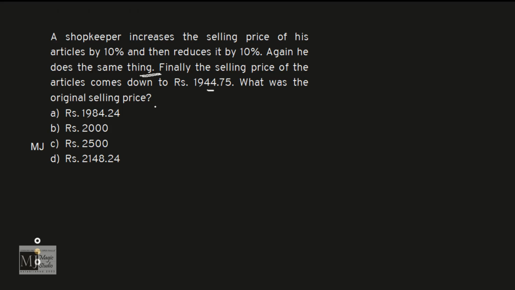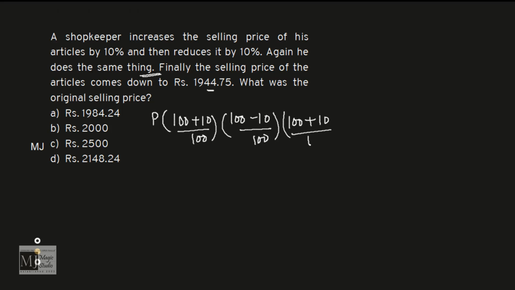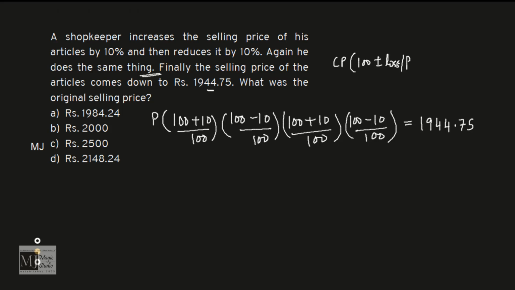Okay, so let the original selling price be P. So we can write P into, first, increased by 10%, so that would be (100 plus 10) by 100. Then it was reduced by 10%, into (100 minus 10) by 100. Then again increased, (100 plus 10) by 100, and again decreased, (100 minus 10) by 100. This equals the final selling price, that is 1944.75.